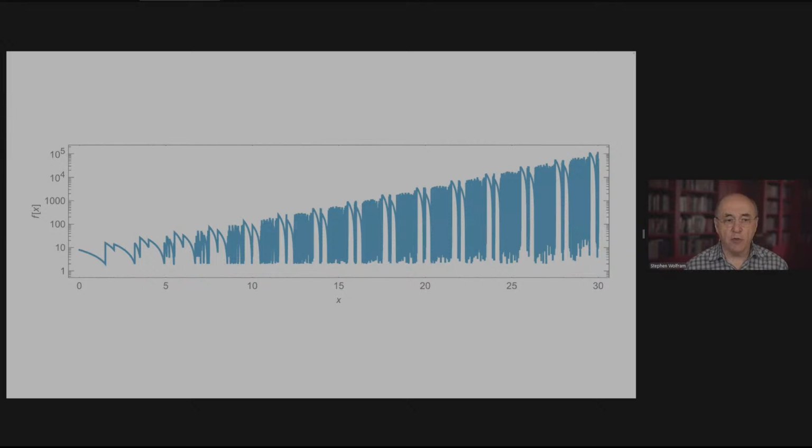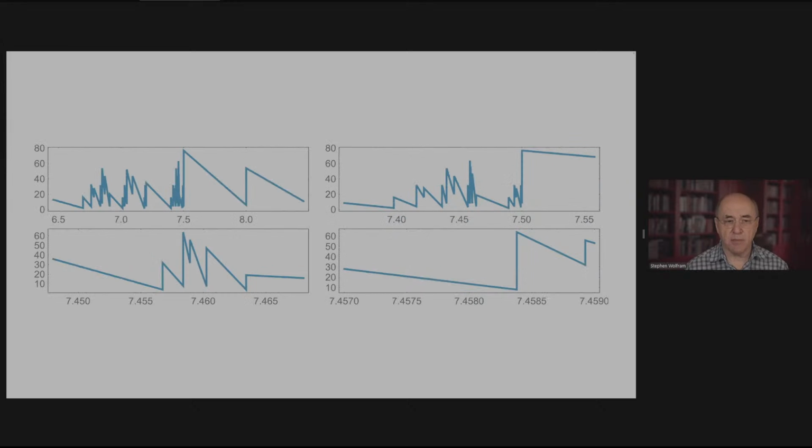So successively zooming in on one of the first regions of noise, we see that it ultimately consists just of a large number of straight segments. So this is now zooming in by factors of 10 on a place where there's that initial noise. So what's going on here?